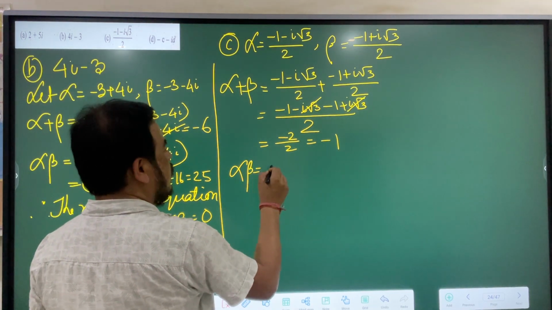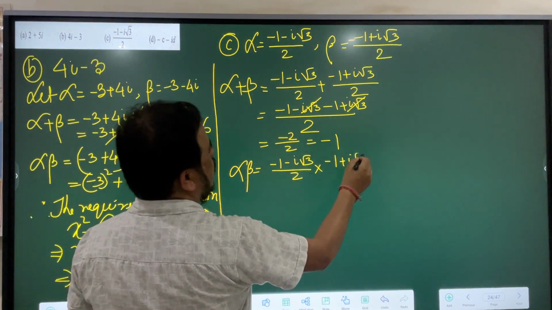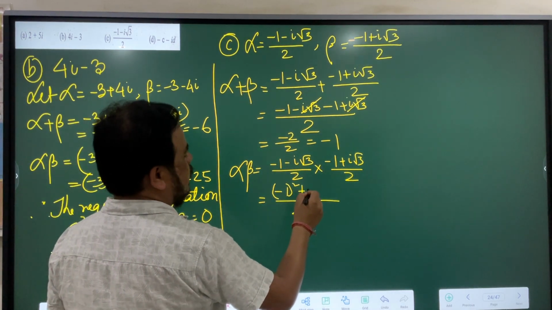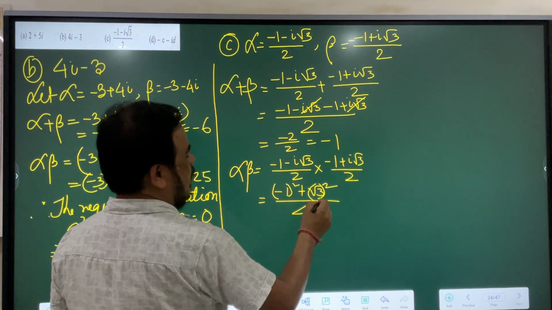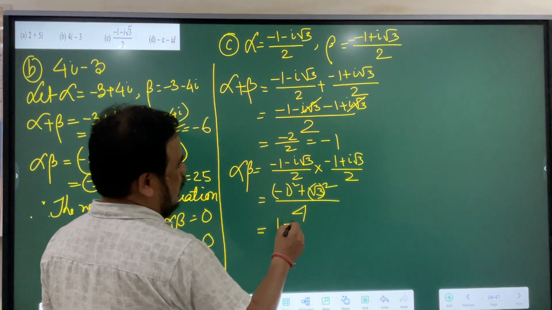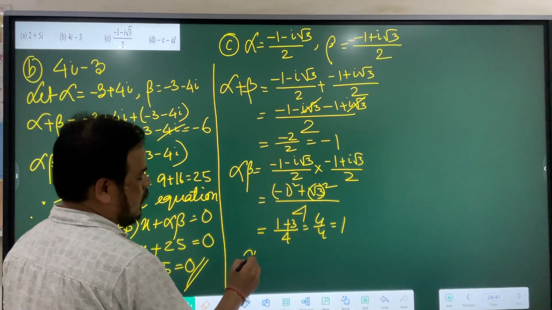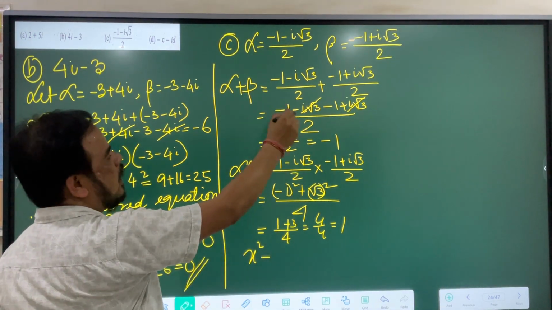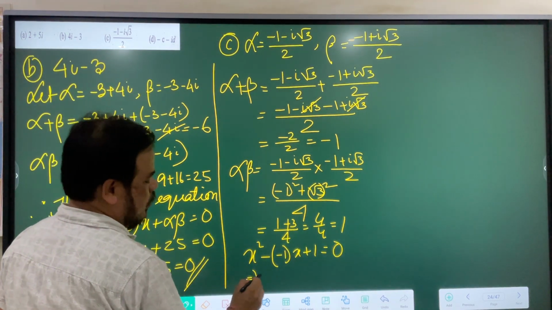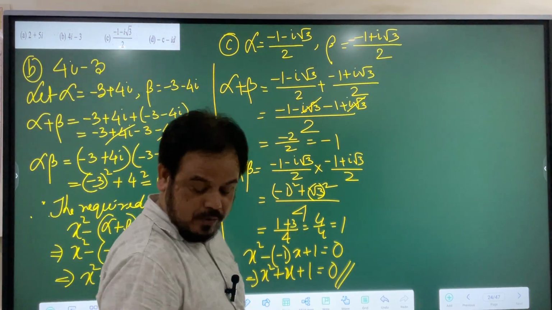Now alpha into beta: minus 1 minus i root 3 by 2 into minus 1 plus i root 3 by 2. That is minus 1 square plus root 3 square over 4, a square plus b square. 1 plus 3, 4 by 4 equals to 1. So x square minus alpha plus beta, which is minus 1, so minus of minus 1, x plus 1 equals to 0. So x square plus x plus 1 equals to 0 is the required equation.